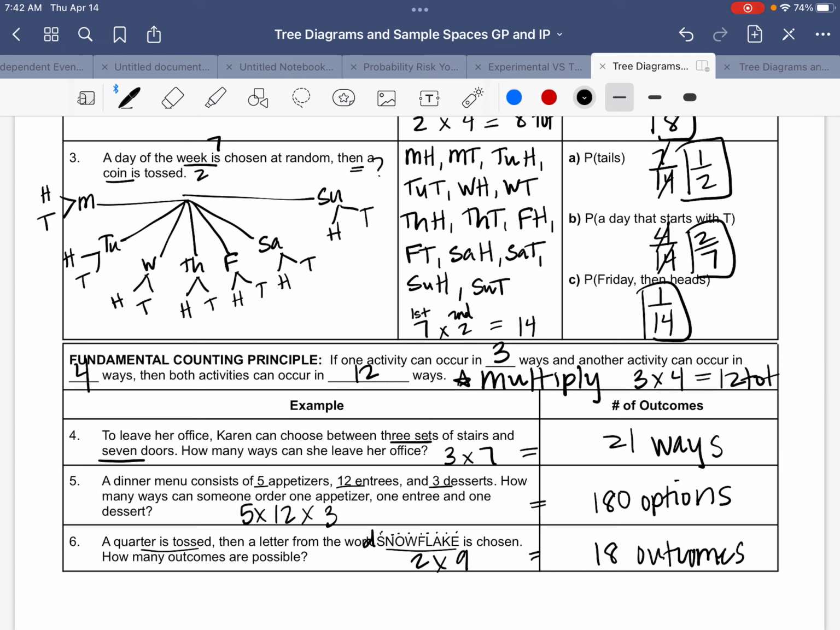You're going to use the rest of the time to work on your independent practice, which is on the back. Please use the Desmos to check your answers for the probability questions. You'll need to draw out your tree diagram and list your sample space, but for the probability questions, those are coded in Desmos.